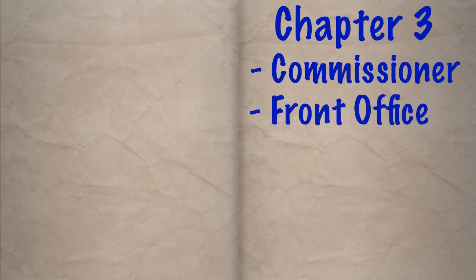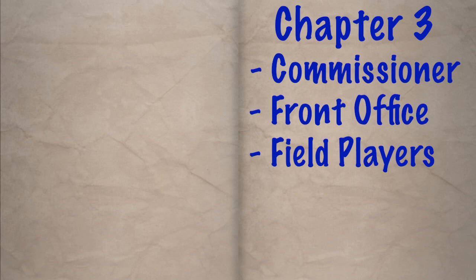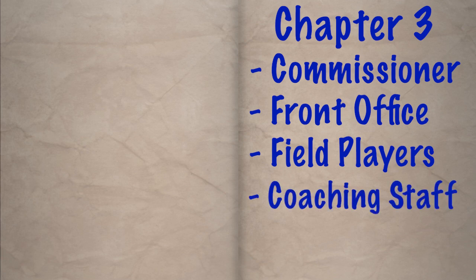And then in chapter 3, we talked about the people involved in baseball. We talked about the commissioner and what exactly they do. We talked about the front office. So we talked about the owners, the president, and the general manager. And we talked about the role of each of those positions. We talked about the 9 players that you will see on a baseball field and what their positions are and what exactly they do. And we also talked about the coaching staff.